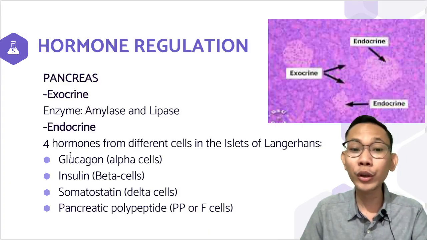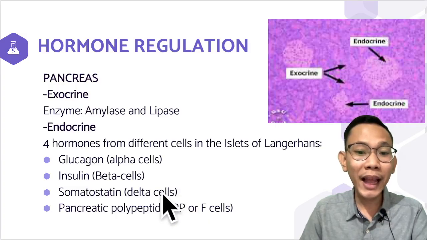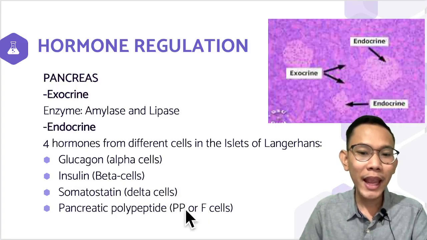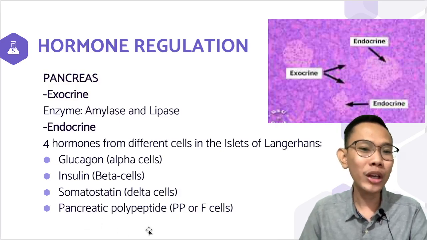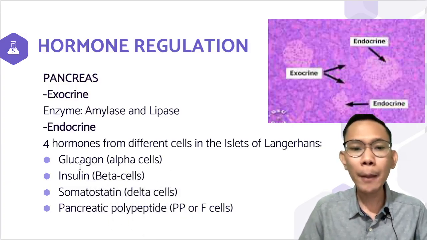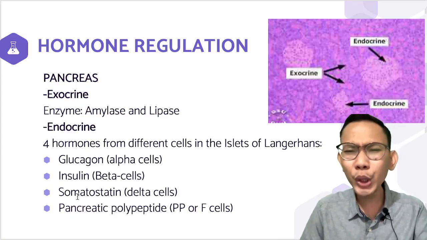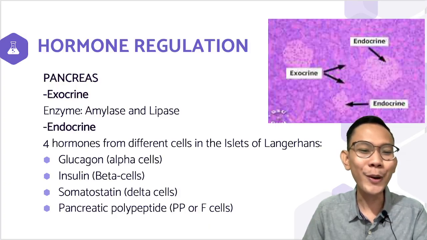Alpha cells, your glucagon will be produced. Beta cells, insulin. Delta cells, somatostatin. And your PP or your F cells produce now your pancreatic polypeptide. Please remember these important cells and their products. But I know you're already familiar with this one with Dr. Ian sa inyong histology. So alam ko, memorize na yan eh.